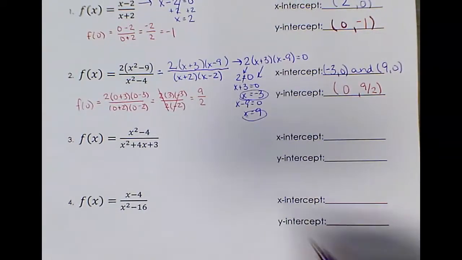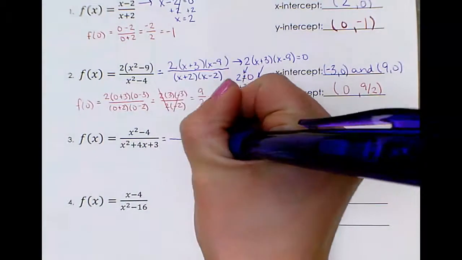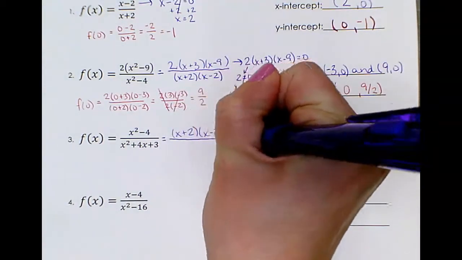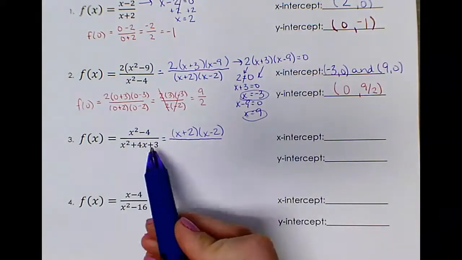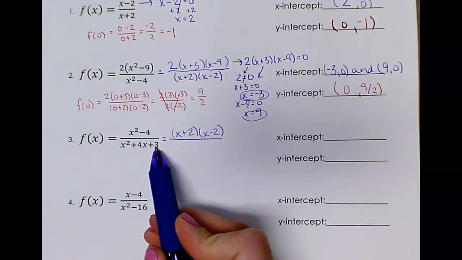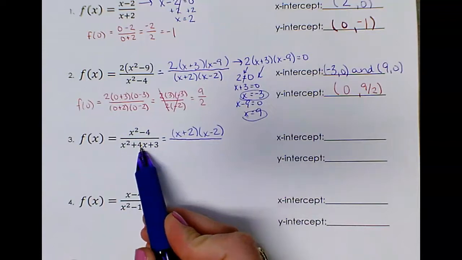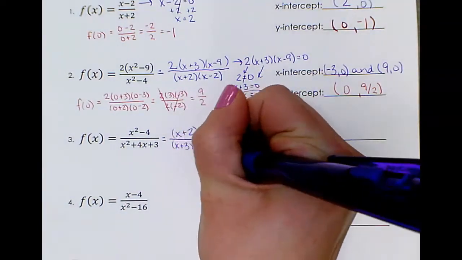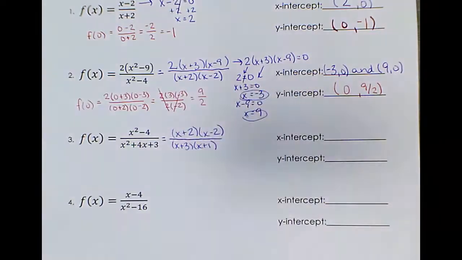In example 3, let's factor. The numerator is a difference of squares, so the factors are x plus 2 and x minus 2. The denominator is a trinomial, so 2 numbers that multiply to be 3 and add to be 4 are 3 and 1. So x plus 3, x plus 1. There are no common factors that cancel out, so there are no holes in this rational.